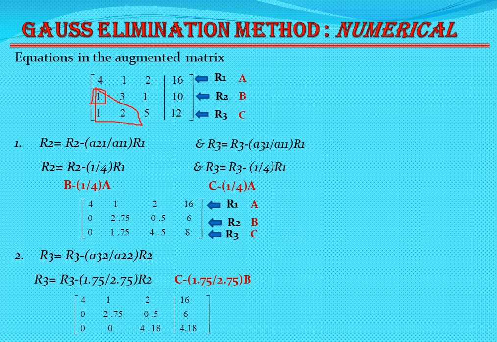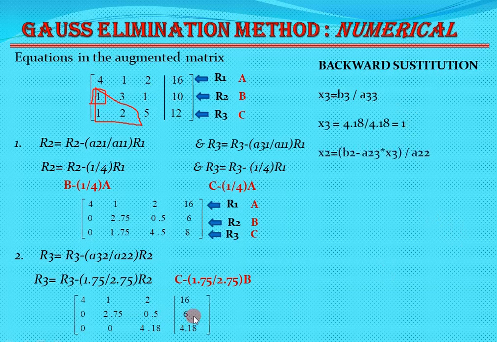So the backward substitution we can apply as follows. To get the last value, that is the x3 value, we can write b3 divided by a33 directly, because these two elements are 0. So putting the values and solving, we get the x3 value as 1, and to calculate x2, the equation can be written as b2 minus a23 into x3, divided by a22. So putting the values and solving, we get the x2 value as 2.